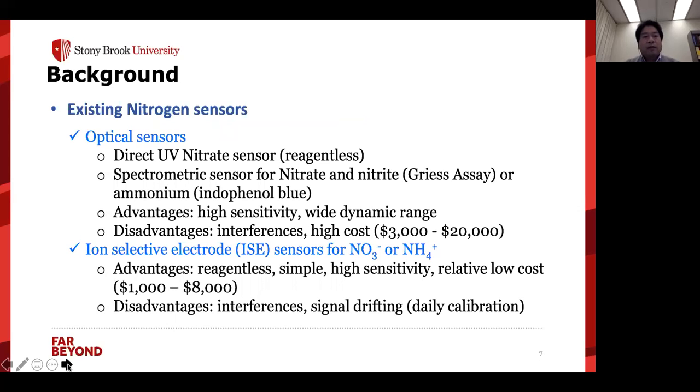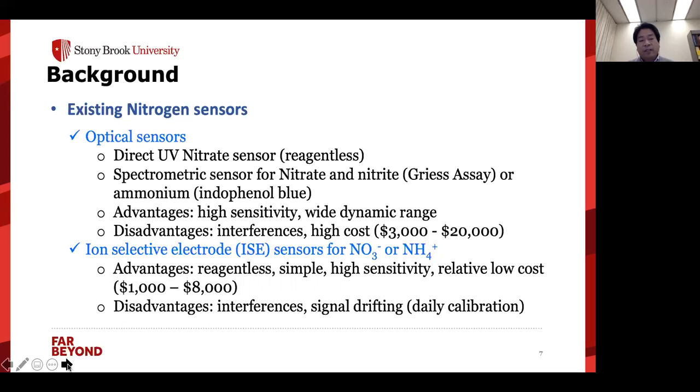So for the nitrogen sensors, there are right now over 1,000 different nitrogen sensors available on the market. All these nitrogen sensors could be classified into two different types. One type is called optical sensors, including the direct UV sensor and spectrometric sensors for nitrate. For example, the Griess assay method is very popular, or for ammonium, the indophenol blue method is also very popular.